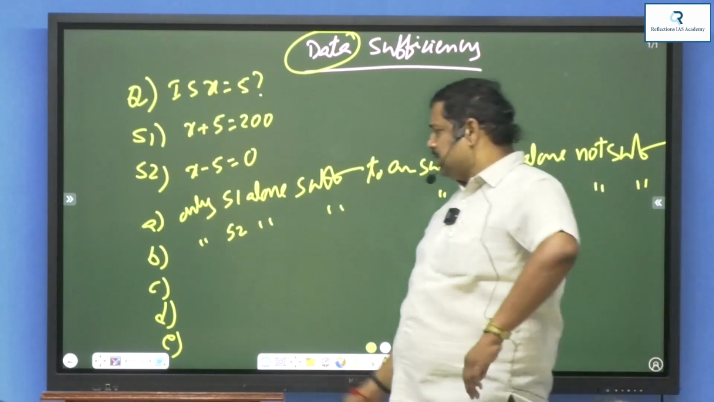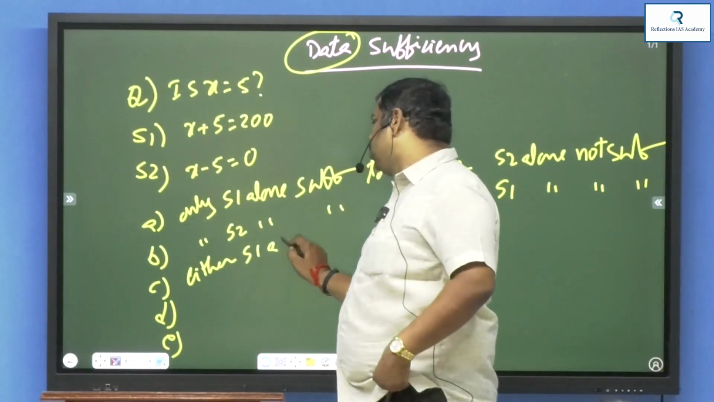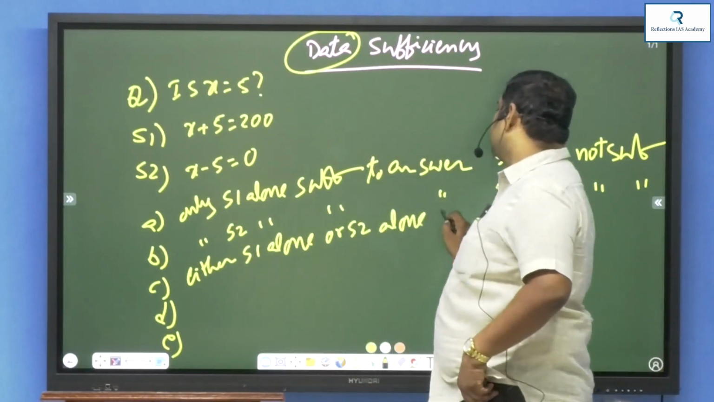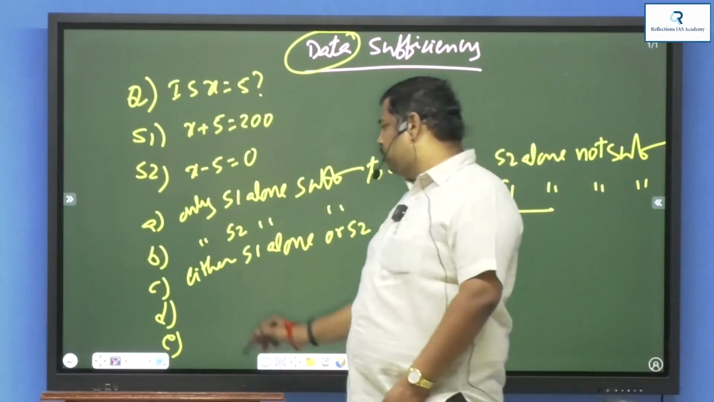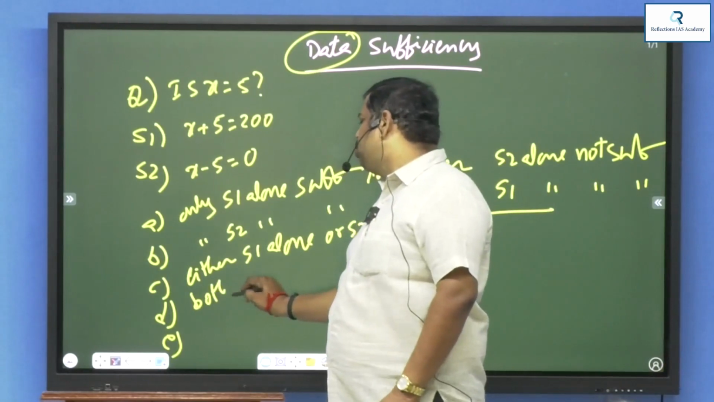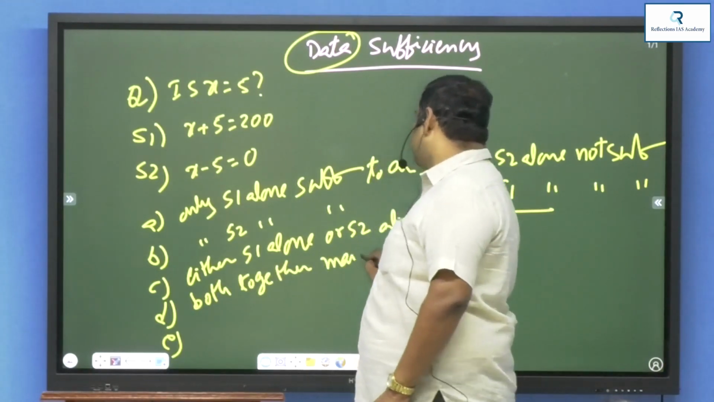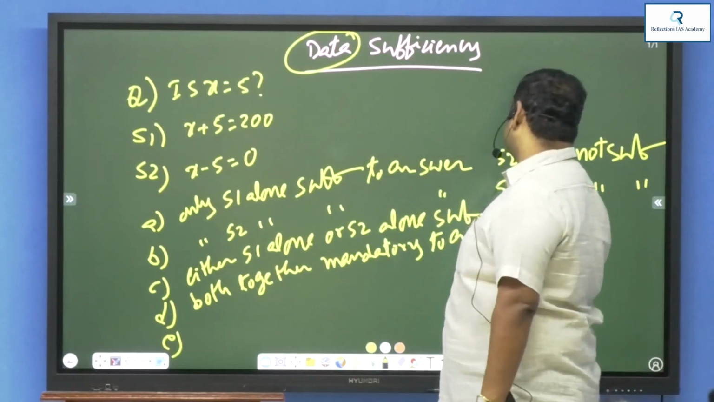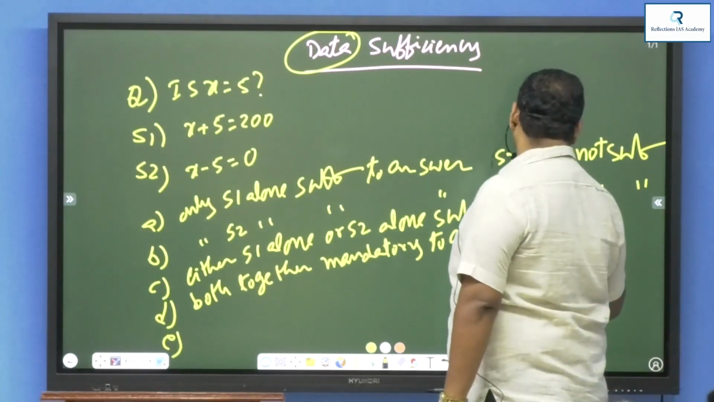Clear? So the third one says that either S1 alone or S2 alone is sufficient to answer the question. Okay. The fourth one: both together are mandatory to answer the question.